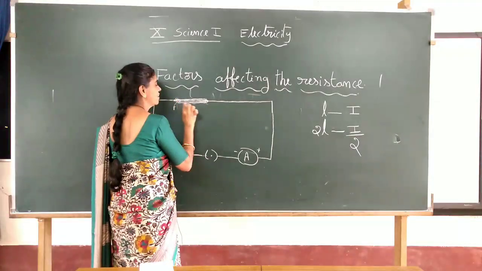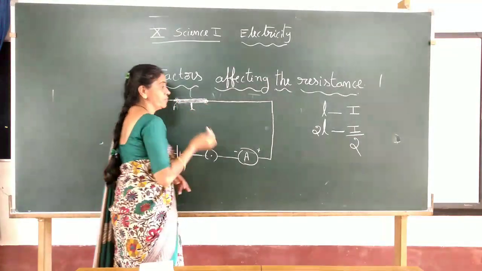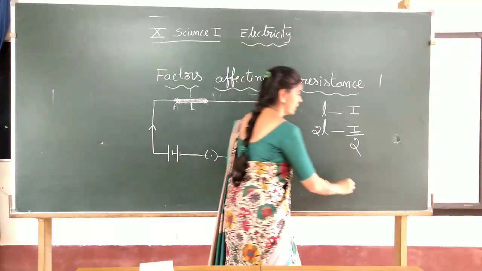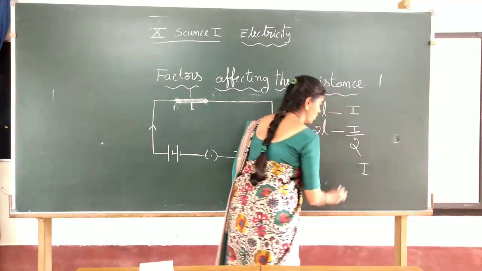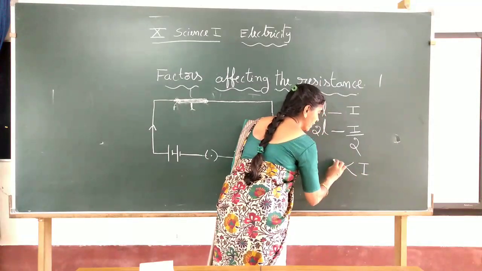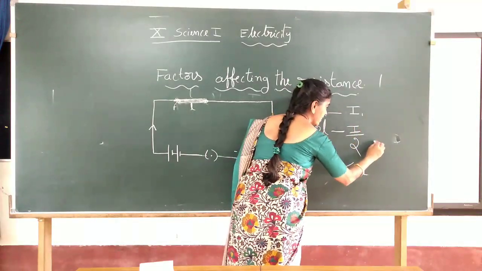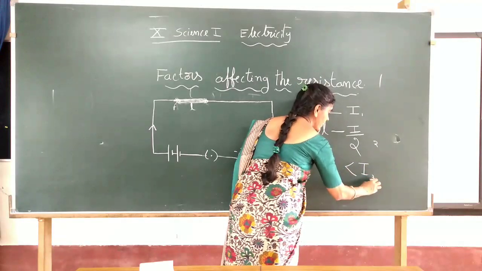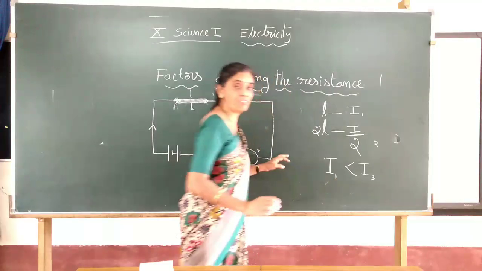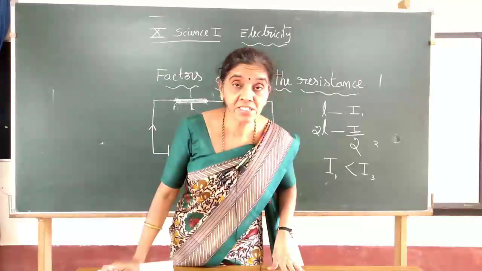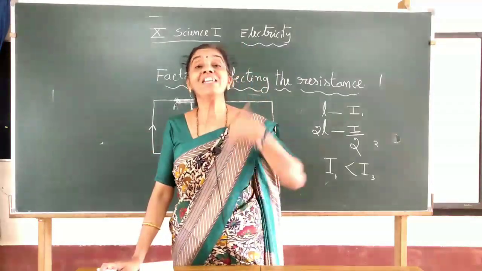Okay, take length L only. Now what they observed is that the current is more now than in the first case. The first case, the second case, the third case. So the current is more now than the first case. When thickness is increased, current is also increased.